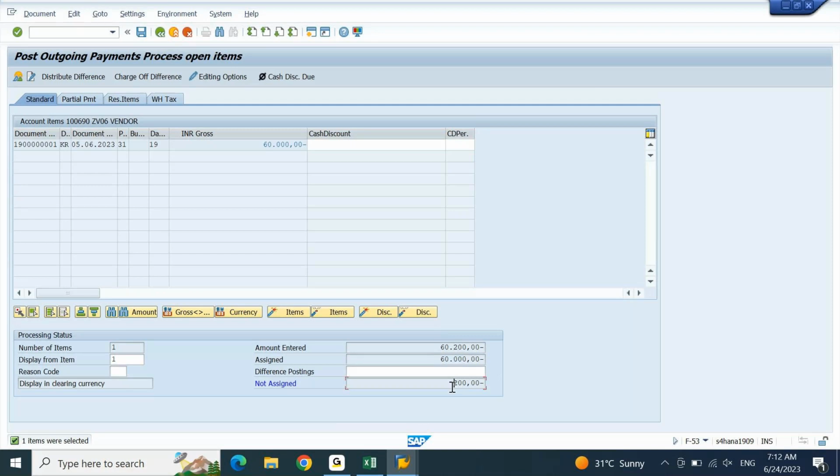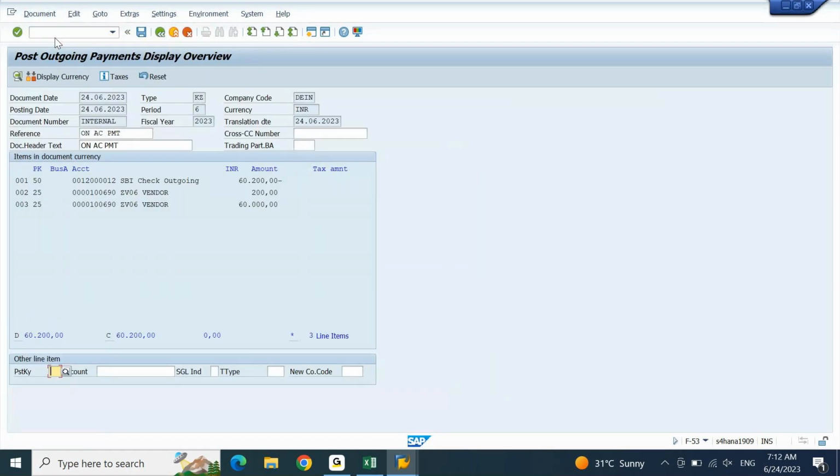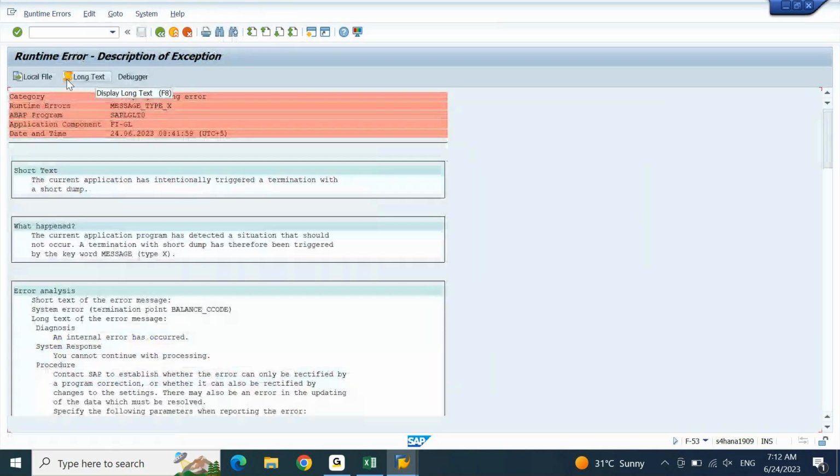To assign this 200, I don't have any open invoice in the vendor account. No other go, I need to put this 200 as on account payment. For that, you can simply double click on difference posting. Let me go to document and then click on simulate. Now let me click on simulate general ledger. Same thing is happening here. This is giving a runtime error or dump.